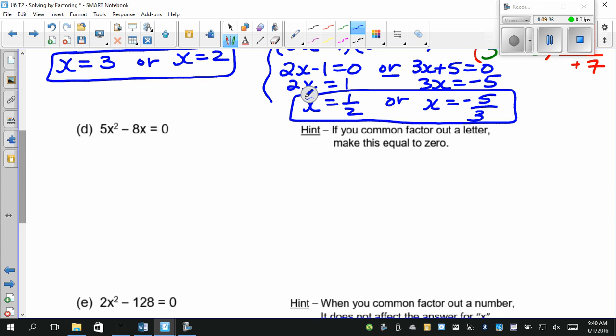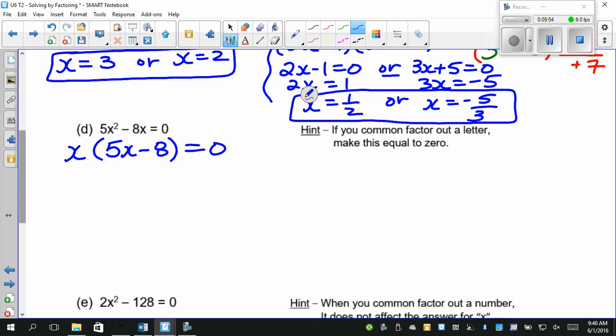Okay, this one here we can common factor. You can see that both terms have an x. So I'm going to take an x out in front, and I get 5x minus 8 when I common factor that.